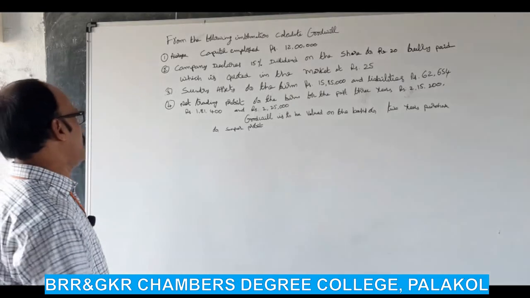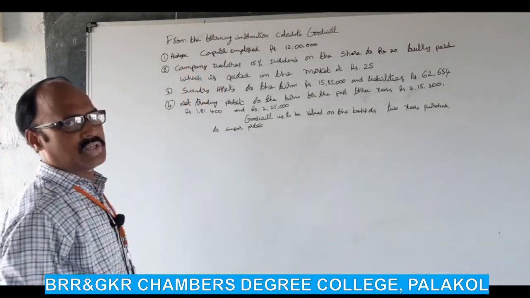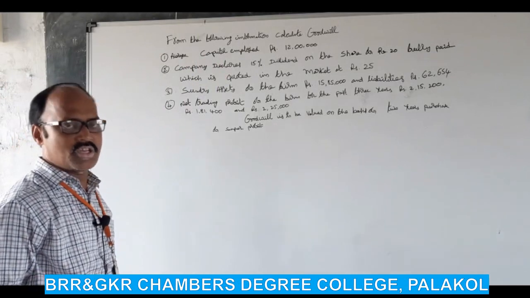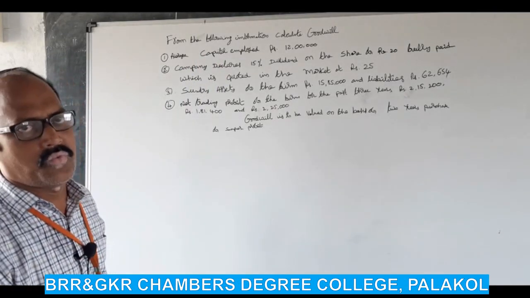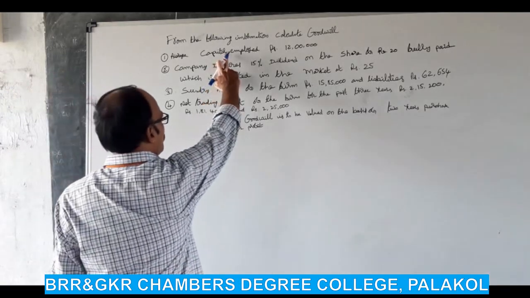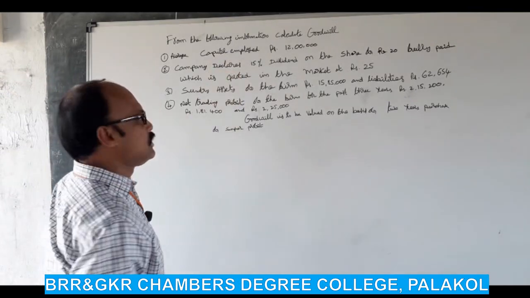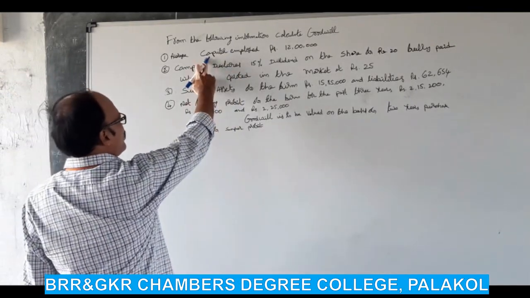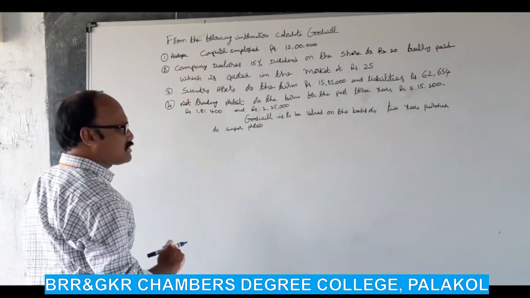Information to calculate goodwill: average capital employed. This information is very essential and very useful for calculation of normal profit. Normal profit is equal to capital employed into normal rate of return. So at the time of calculation of normal profit, this information is very essential.